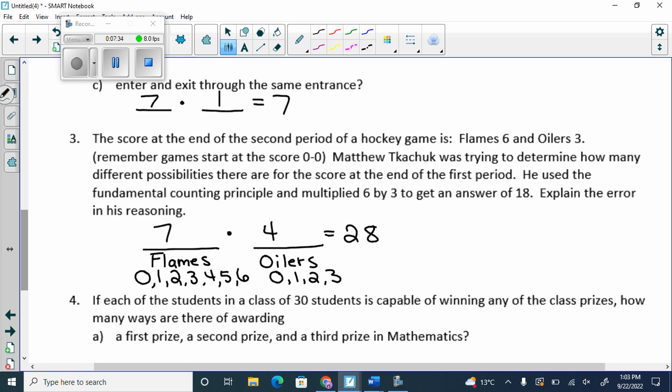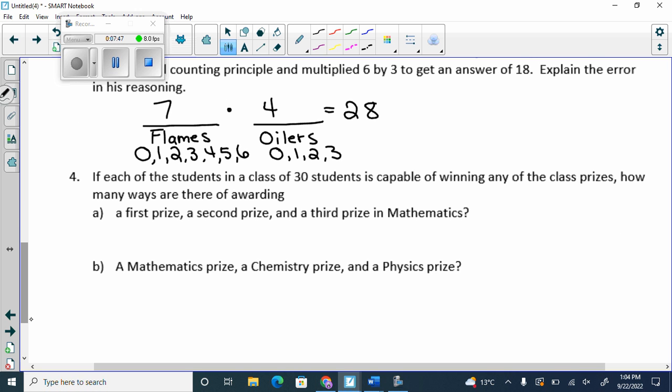Well, the error is that they forget that the score starts at nothing. You have no goals at the beginning, right? So you still do have a 0 option to put on the Jumbotron. We're going to look at 4 together.